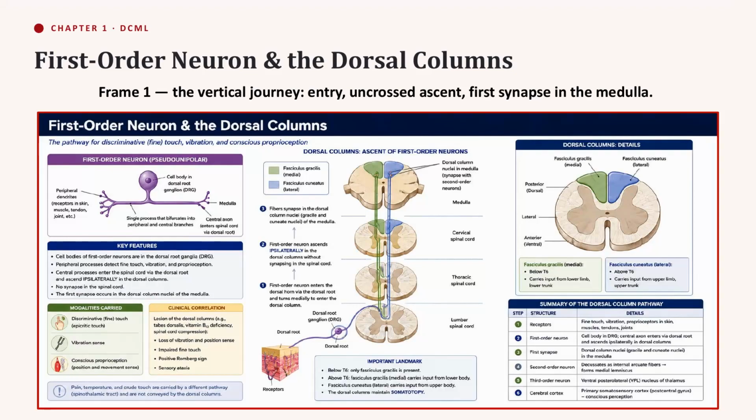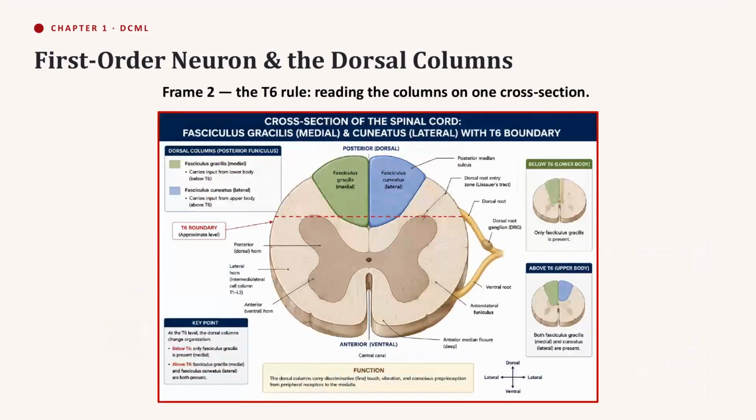Frame 1 followed the neuron as a moving journey. Now we stop at one level because on a real MRI, you're handed a single cross-section and asked to read it. This slide teaches that skill. Orient first, every time. Top is posterior, bottom is anterior. Find our target in the posterior fasciculus, green Gracilis medial, blue Cuneatus lateral. Learn the neighbors now too, because we return to this exact section for every tract.